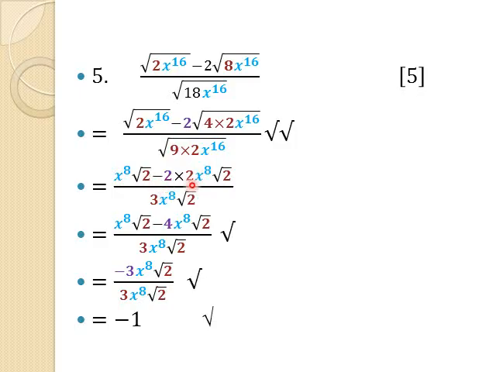So that term is square root 2, this one is square root 2, this one is square root 2. x8, x8, x8. Right, so I'm creating like terms. Remember, when there's plus or minus signs, I can only add or subtract like terms. So minus 2 times 2 gives me negative 4. x8 square root 2 minus negative 4x8 square root 2 over 3x8 square root 2. Right, positive 1 minus 4 gives me minus 3x8 square root 2. Then I have 3x8 square root 2. Negative divided by positive would give me negative. Anything divided by itself would give me 1.